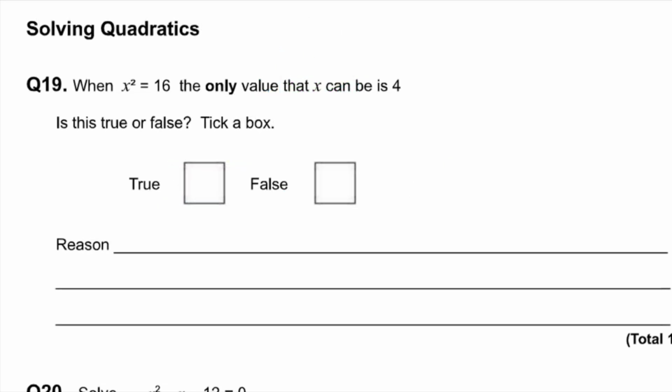Okay, well, expanding and factorising is going to carry on being helpful for this next section, solving quadratics. When x squared equals 16, the only value that x can be is 4. Is this true or false? Tick a box. It's false, isn't it? Because when you square root something, you get a positive and negative solution. So the square root of x squared equals the square root of 16, so x is going to be plus or minus 4. So there are two solutions.